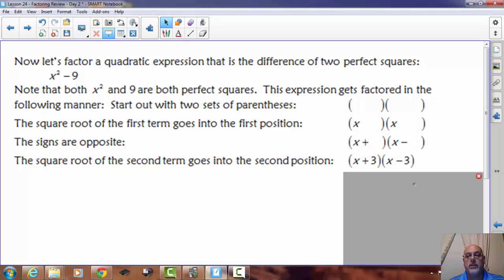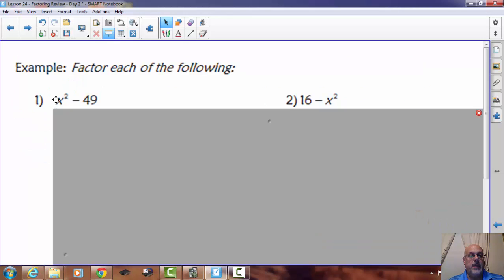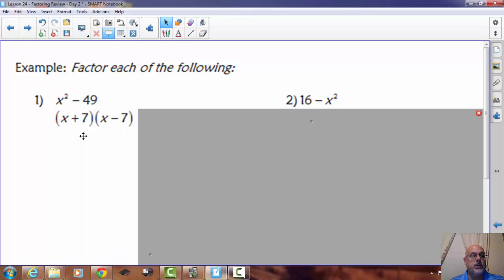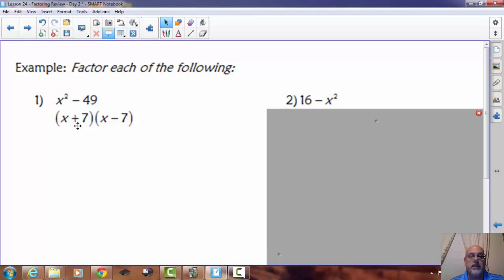So now let's try factoring two of them. X squared minus 49. You might want to pause the video now and factor the two of these, then come back and rejoin as we go through the explanation. X squared minus 49. X squared is a perfect square, so is 49. So we know that our parentheses will be x plus and x minus. The square root of 49 is 7. So x squared minus 49 factors to x plus 7 and x minus 7. You could factor it as x minus 7 and x plus 7. It doesn't matter whichever you like to put first, the minus or the plus.